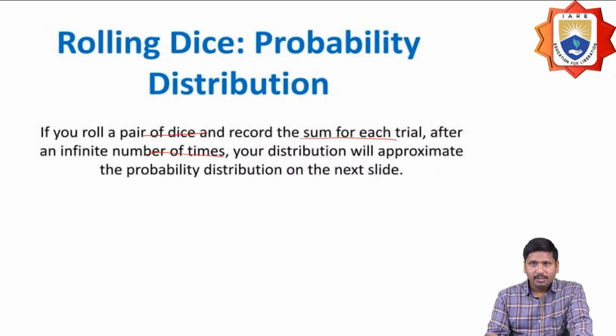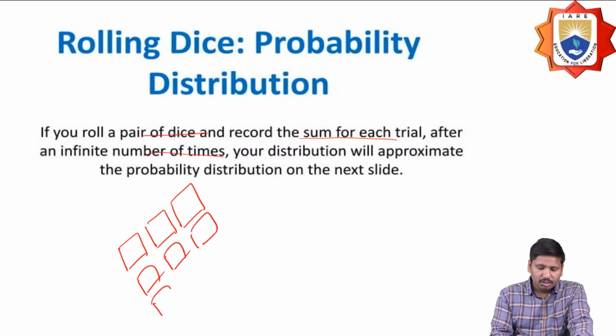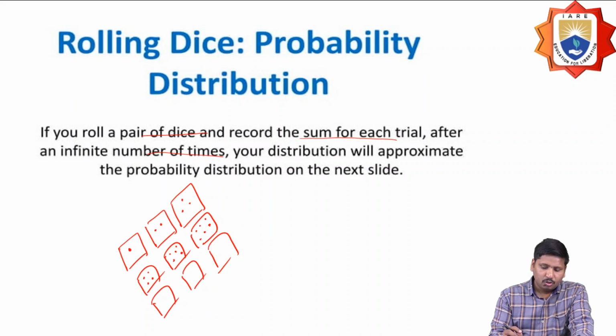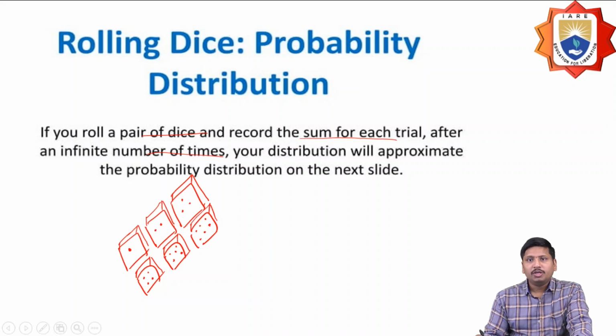So if I roll a dice, what are the possibilities of the values here? First getting 1, and then option 2, option 3, 4, 5, 6. So totally 6 possibilities may come, right? So these are the 6 possibilities of getting a dice here.